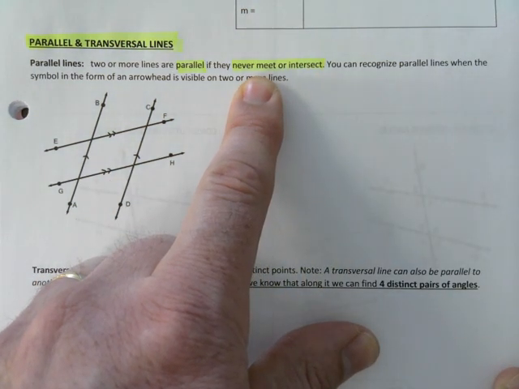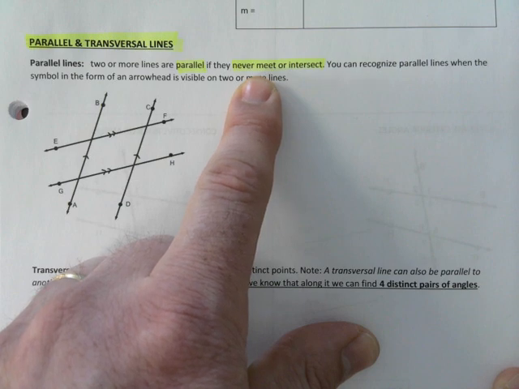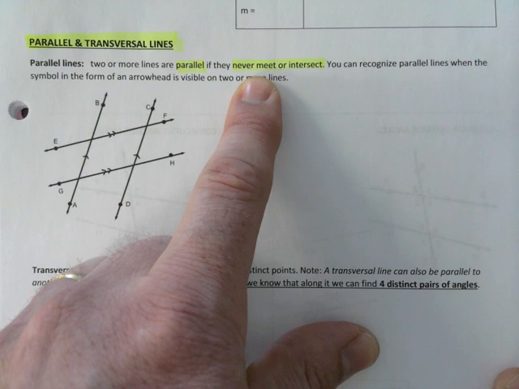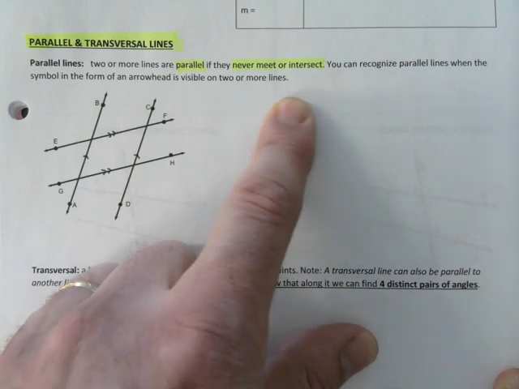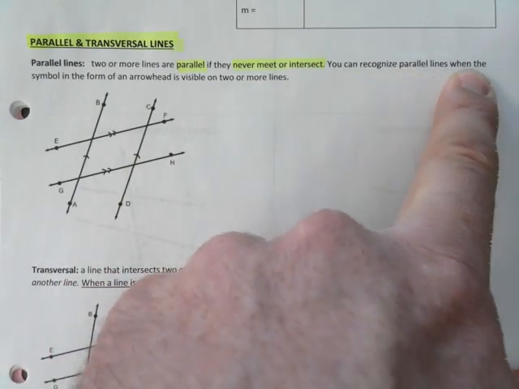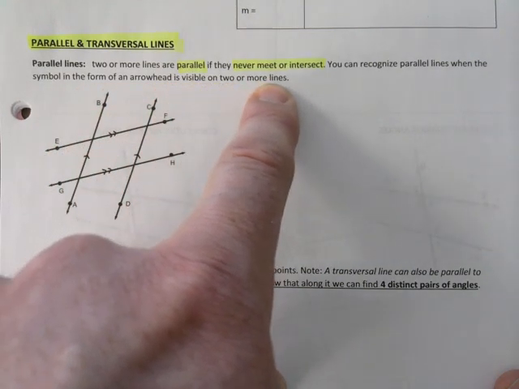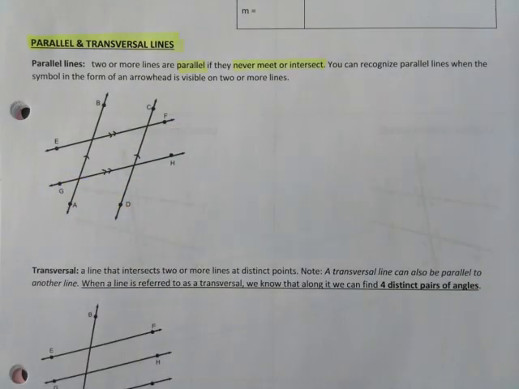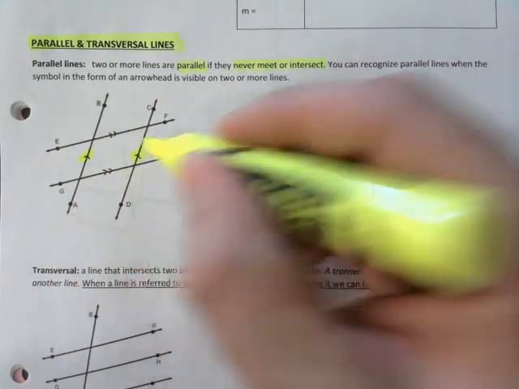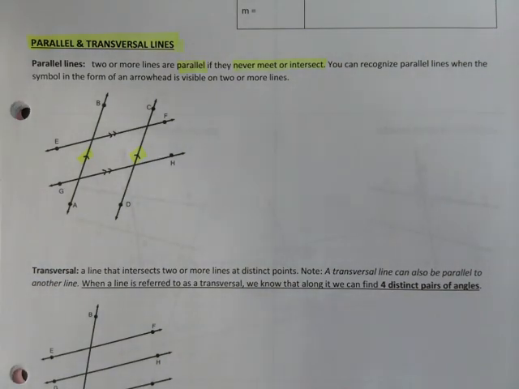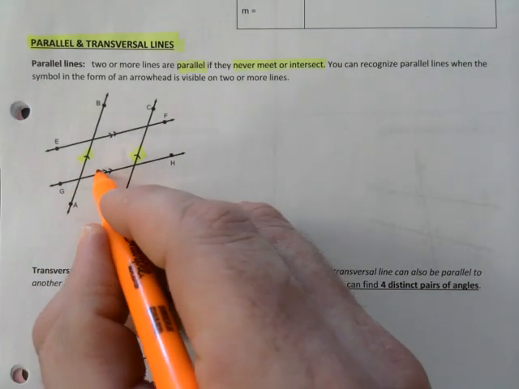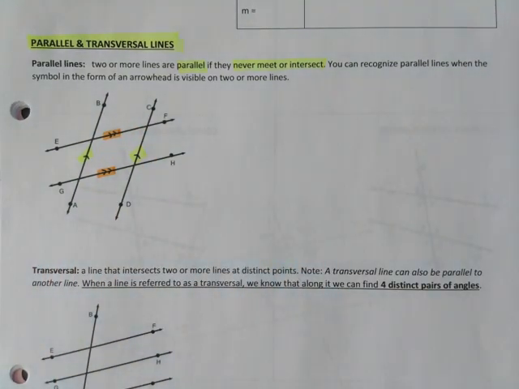They run alongside each other. And remember, when the slope is the same, they never meet, no solution to the system, right? Don't worry, we're not doing that here, but it's the same idea. You can recognize parallel lines when the symbol in the form of arrowheads is visible on two or more lines. So watch this. These two lines here would be considered parallel, and these two lines would be considered parallel. So you have a combination of parallel lines in this particular example.